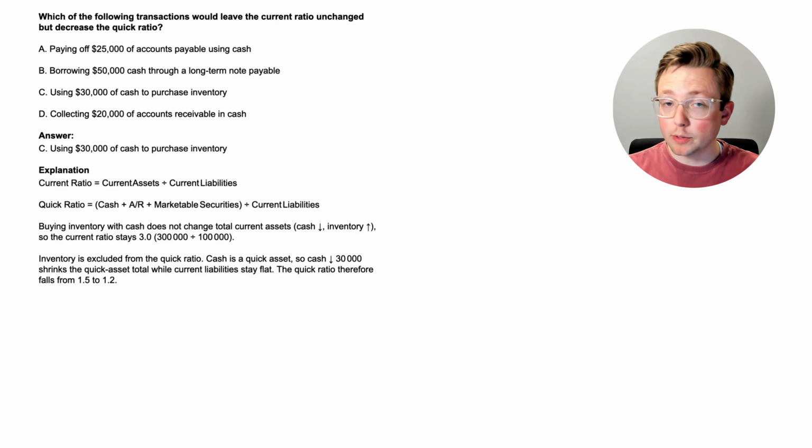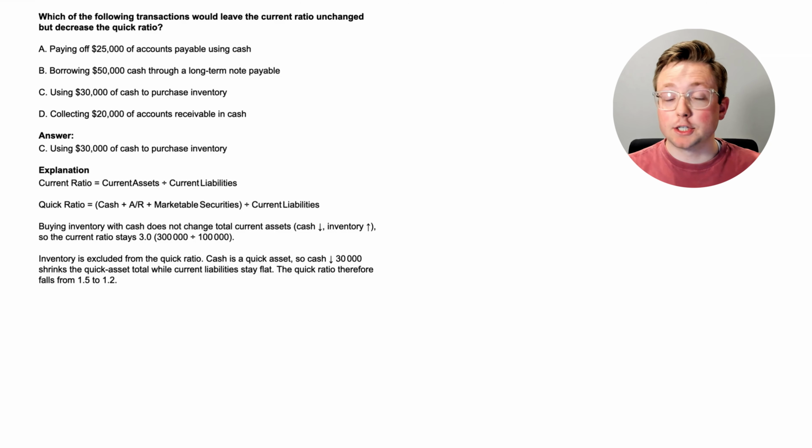Pretty simple. The quick ratio is kind of a smaller version of the current ratio. It's cash plus accounts receivable plus marketable securities divided by the current liabilities. And usually people think of it as just, instead of current assets, it's the current assets less inventory. That's almost one of the easiest ways of thinking about it.